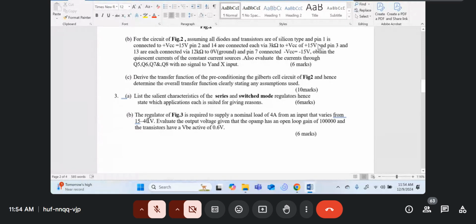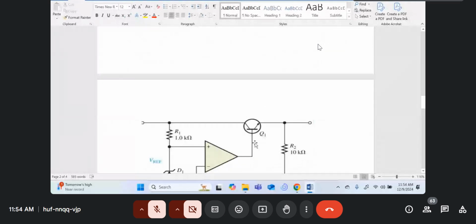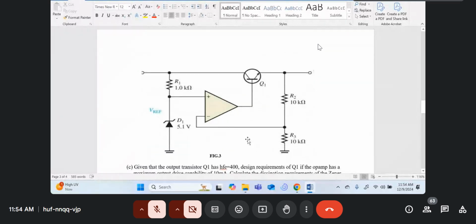So like this problem I've given you, the output voltage varies from 50 minus 5 to 50 plus 5. So you're told to evaluate the output voltage given that the op-amp has got a loop gain of 100,000 and the transistor VBE is given. So the circuit is very simple. This is just bread and butter, which I will not set for you people this time.